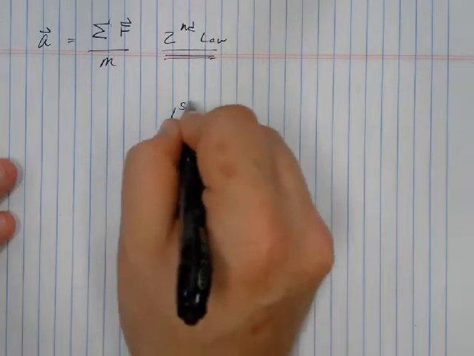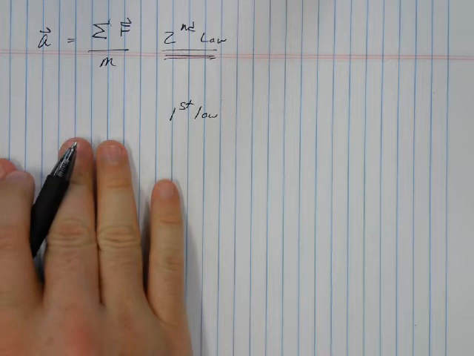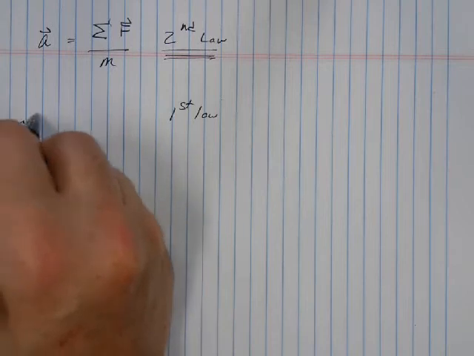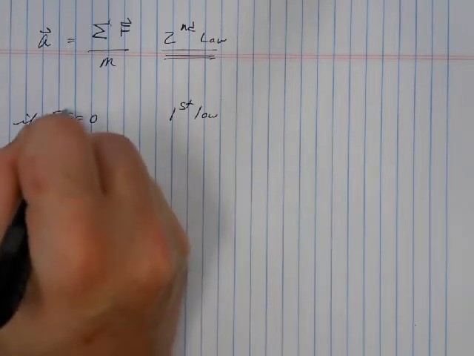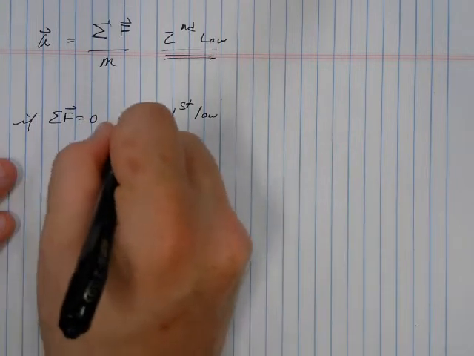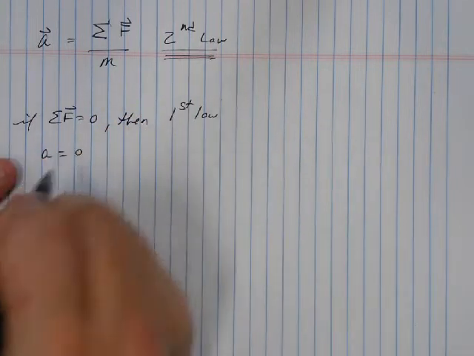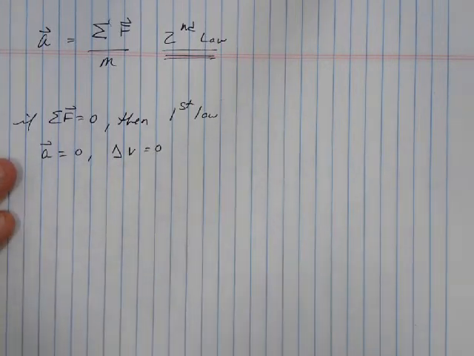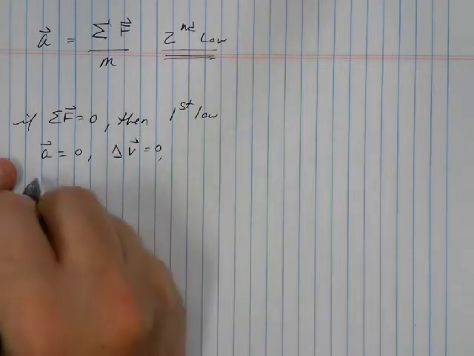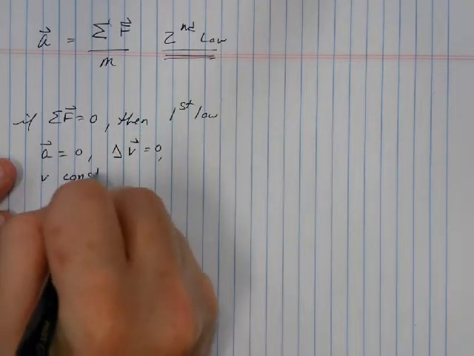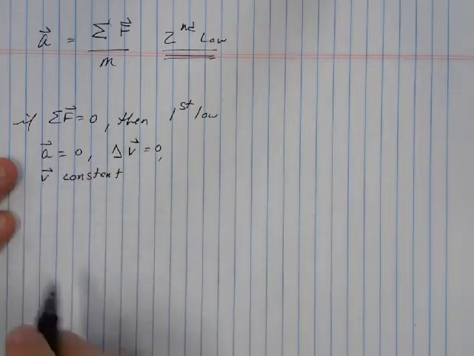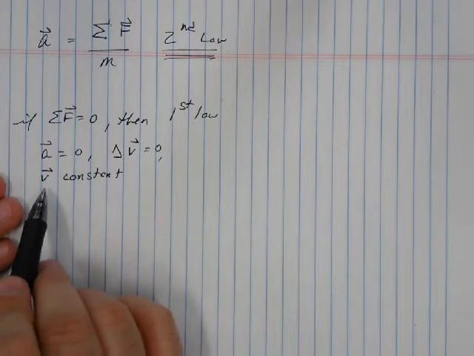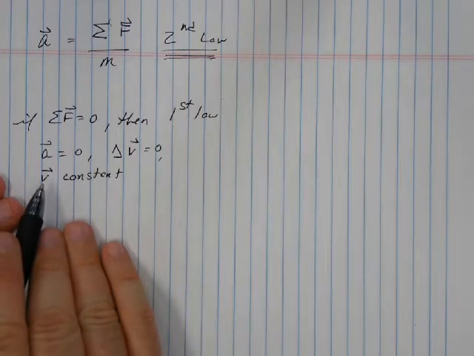The first law is really a consequence of this. It's saying that if the sum of the forces is 0, then a is 0, which means delta v is 0 because time just keeps ticking by. It's just a clock. And so v is constant. And v is a vector. It means it keeps going in the same direction with the same speed. That speed might be 0, but if it's not 0, then it's uniform.